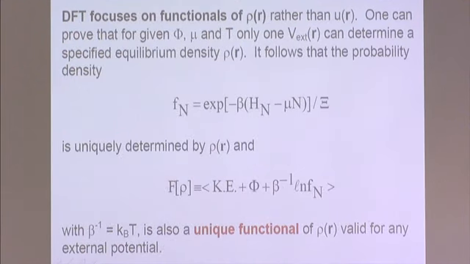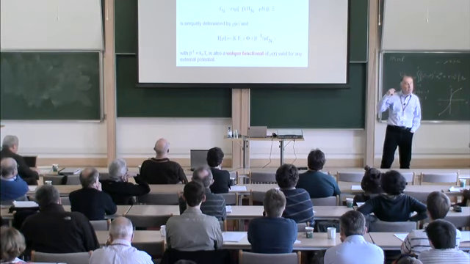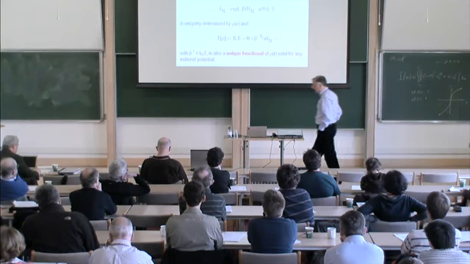DFT takes a different track, a complementary track. It focuses on functionals of the one-body density ρ(r), rather than on the external potential u. And so you can prove, and the proof goes back to the work of Hohenberg, Kohn, and Mermin on the interacting electron gas. In fact, many of these ideas were borrowed from the theory of electronic structure.